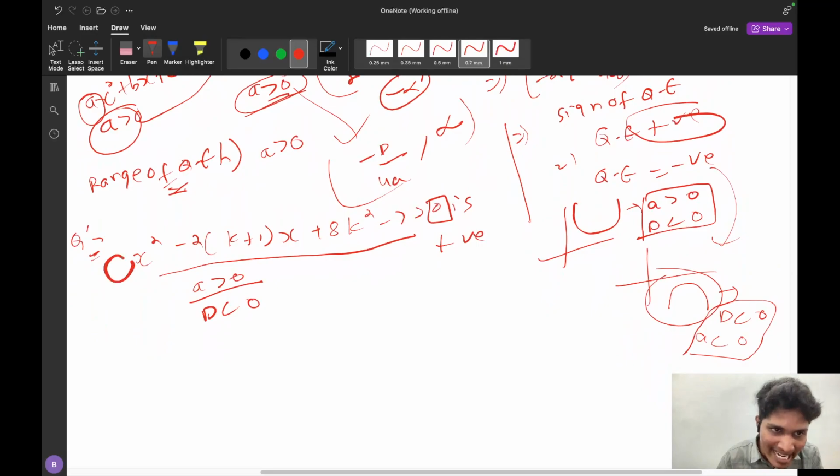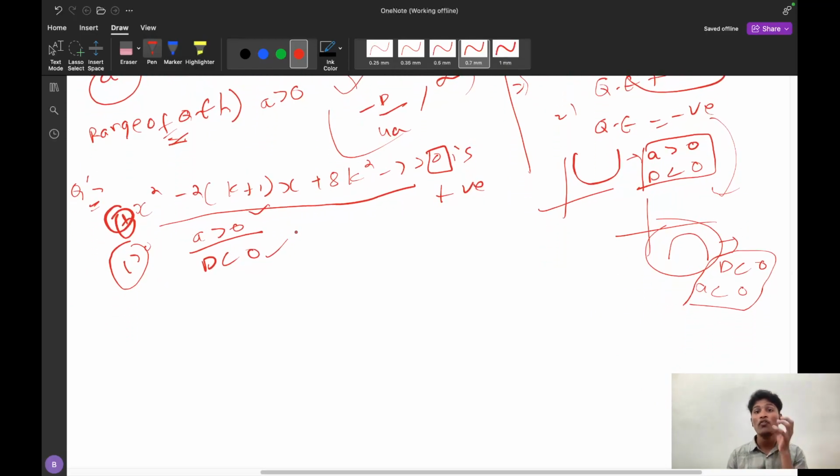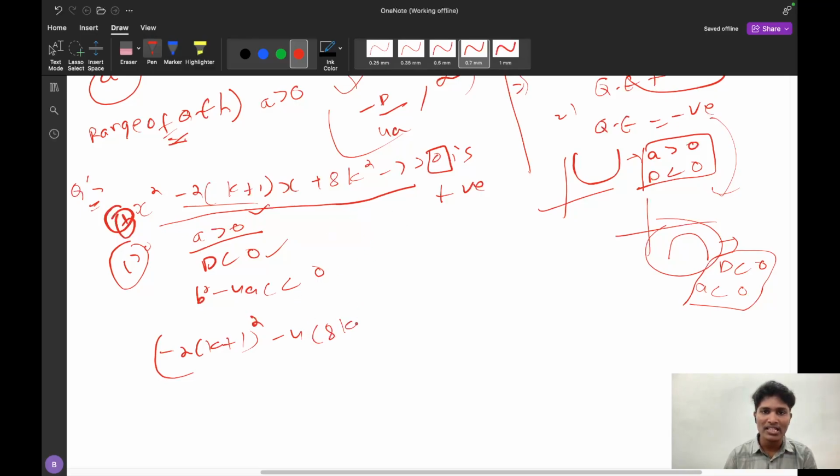A greater than 0 is satisfied because 1 is greater than 0. But what about D less than 0? You have to find D, which is b square minus 4ac, less than 0. B square is 2 into k plus 1 whole square, minus 4 into a, and what is c? It is 8k square minus 7. And a is 1, less than 0.